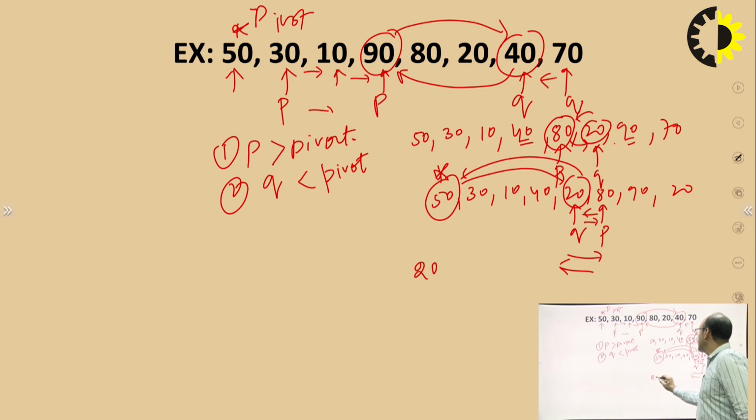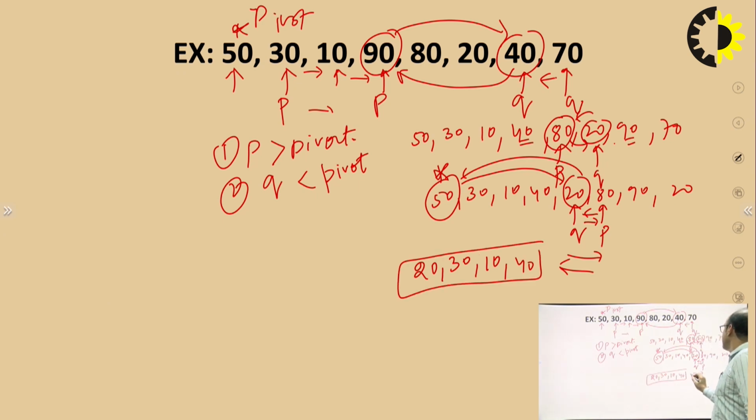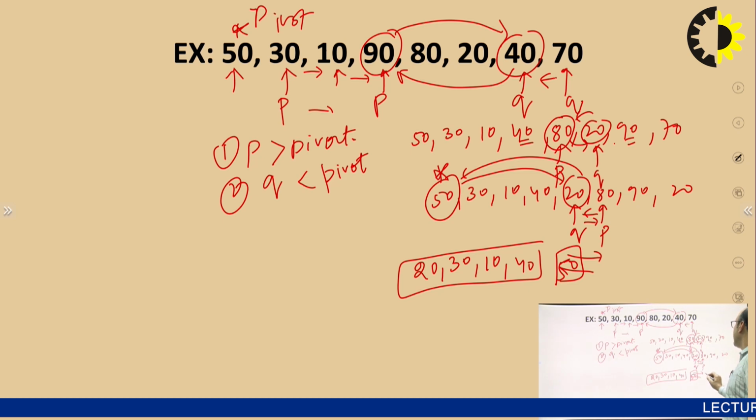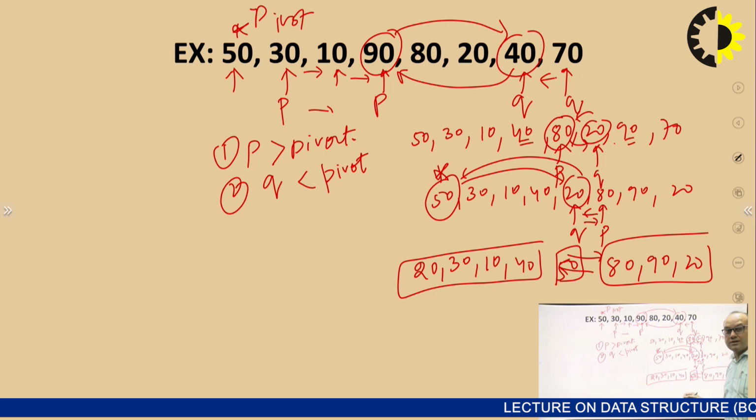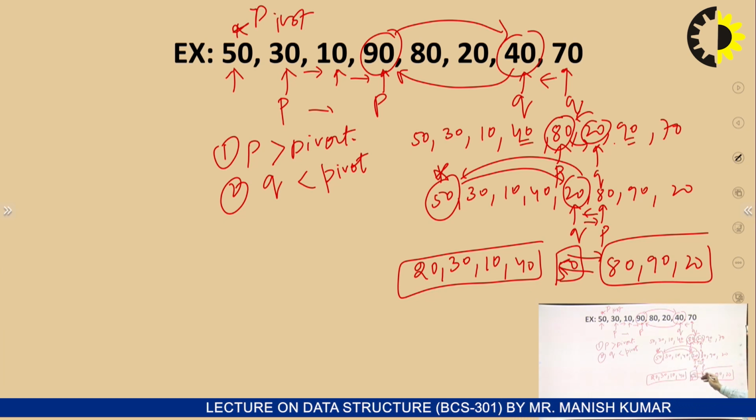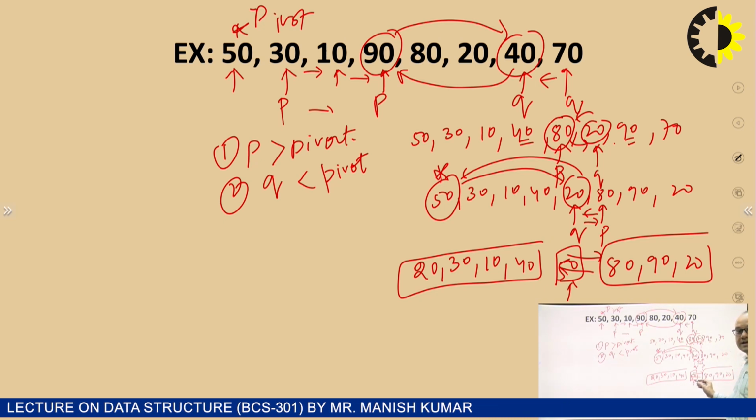So I have divided the list here: 20, 30, 10, 40 with 50 in between, and 80, 90 and 70. This is the right partition. So this is how the partition takes place. It means that when the interchange takes place between the P and Q variables, the pivot element goes there and partitions the list into two parts. Then 50 will reach its original position. All the elements on the left are the smaller elements, and those on the right are the larger elements. So this is how we can check whether the partition has been done correctly or not.